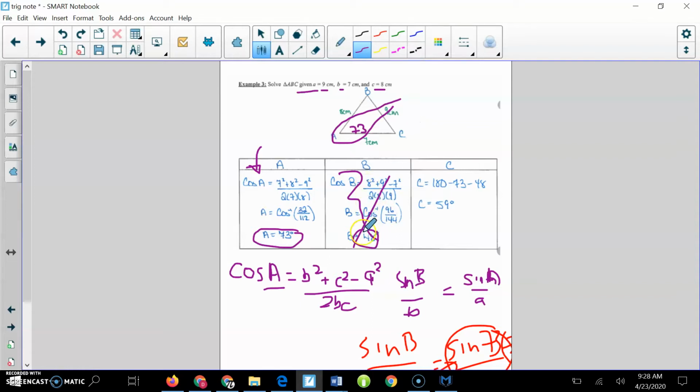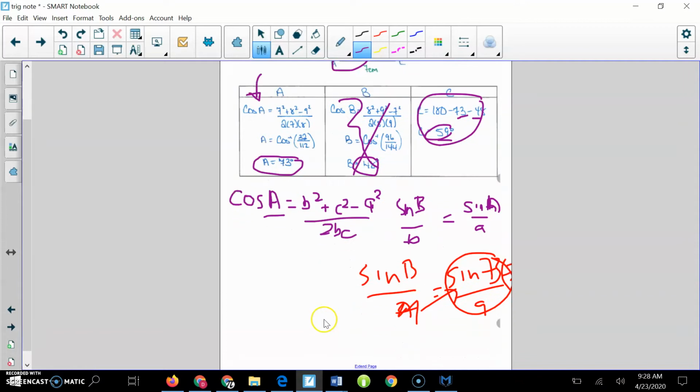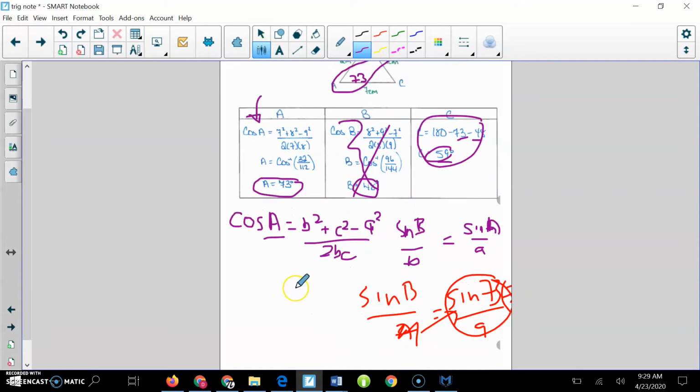Once you get that second angle, remember that if you know 2 angles, the third angle is found by subtracting the other 2 angles from 180, and that gets you 59. Again, that might be up or down, might be 60, 58, give or take. So that's cosine law. It's good, it's important, and now you can solve every triangle except for the ones without a side length. Which is kind of cool.